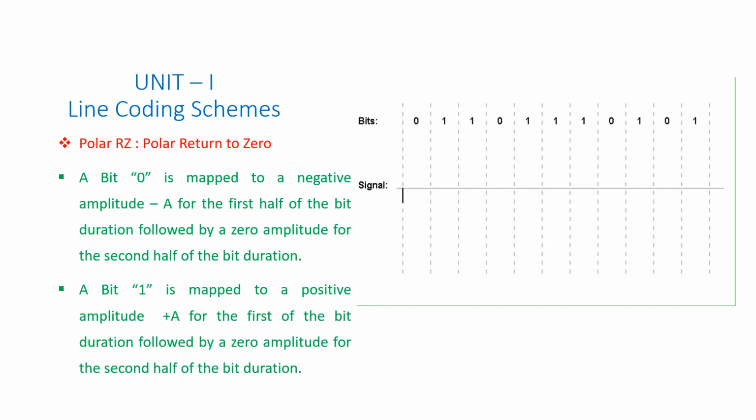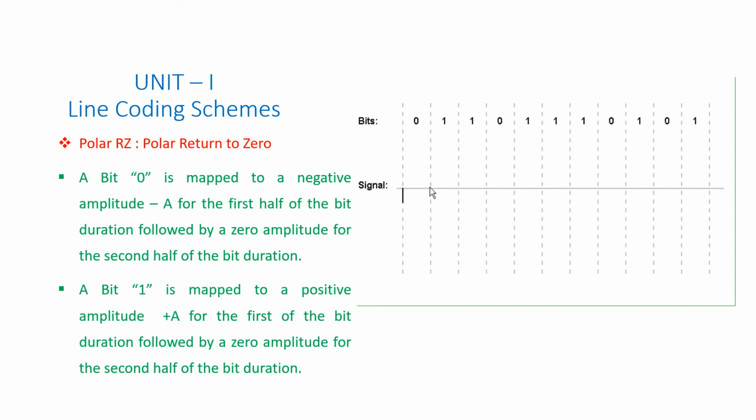So you want to represent a zero. A bit 0 is mapped to a negative amplitude, so we have something like minus A volts. It can be plus 5, minus 10, and sorry, minus 5, minus 10, and so on. After half of the bit duration, it is followed by a 0 amplitude, so it starts from 0 amplitude for the second half of your bit duration.